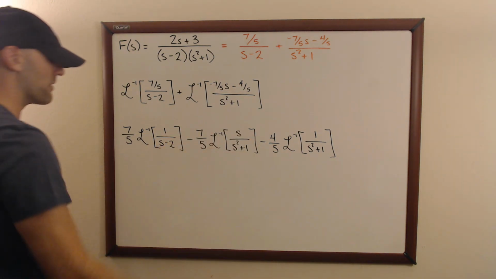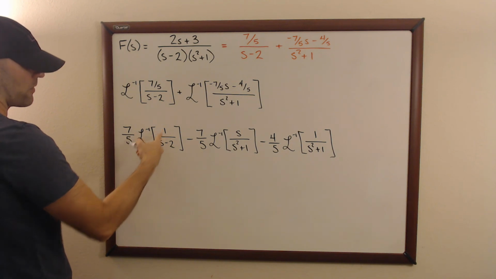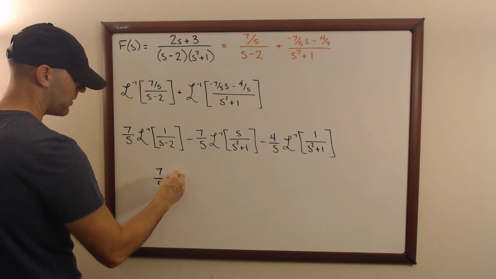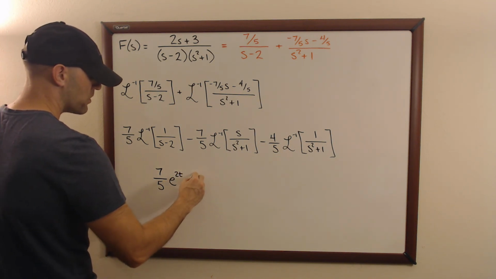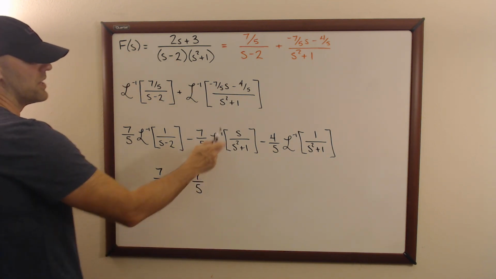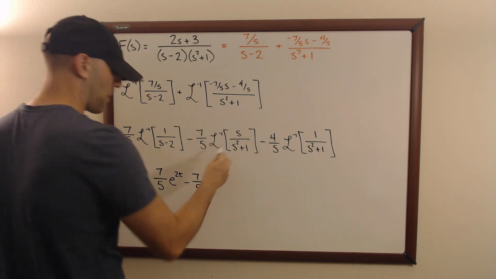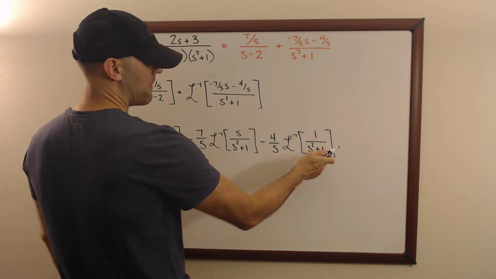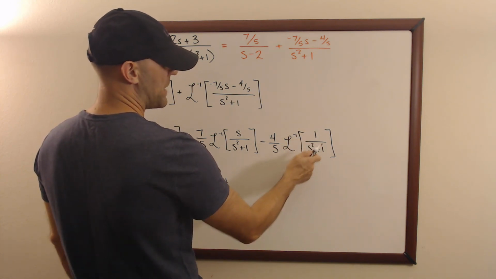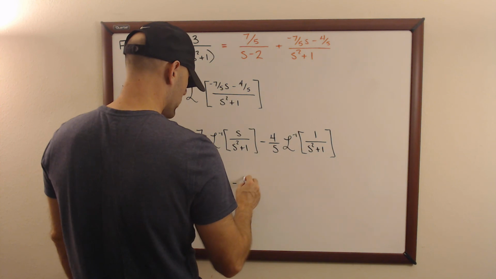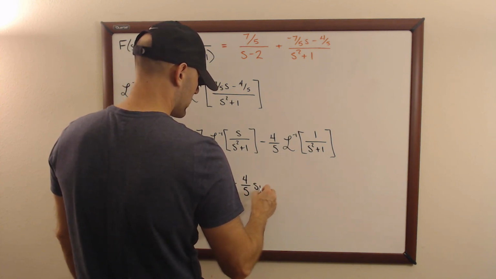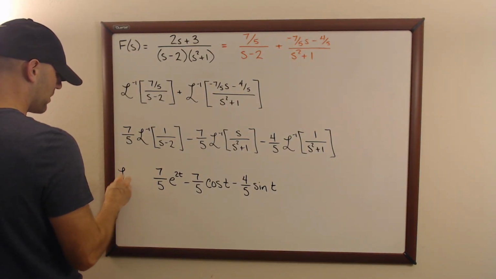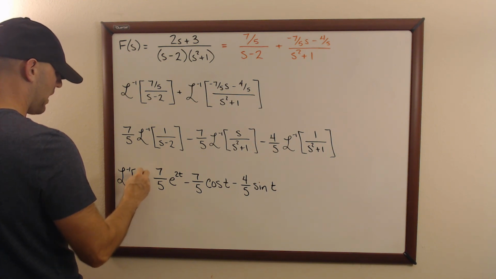And then each of these things inverts very nicely. This is the definition, 1 over s minus a. This is e to the at. So I have 7/5 e to the 2t. Okay, so minus 7/5 here. This is s over s squared plus b squared. This is cosine, where b is 1. This is cosine 1t. Here I have the Laplace transform of sine, b over s squared plus b squared, where b is 1. So minus 4/5 sine bt. Fantastic. Okay, so the inverse Laplace transform of f.